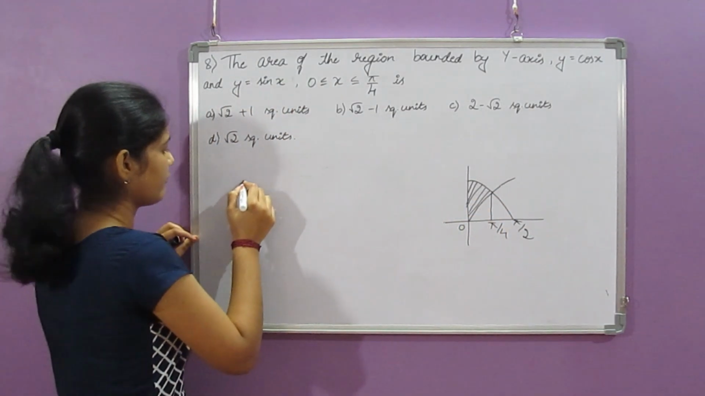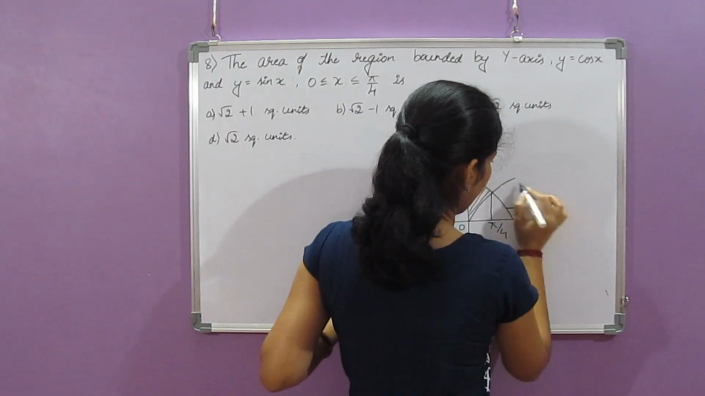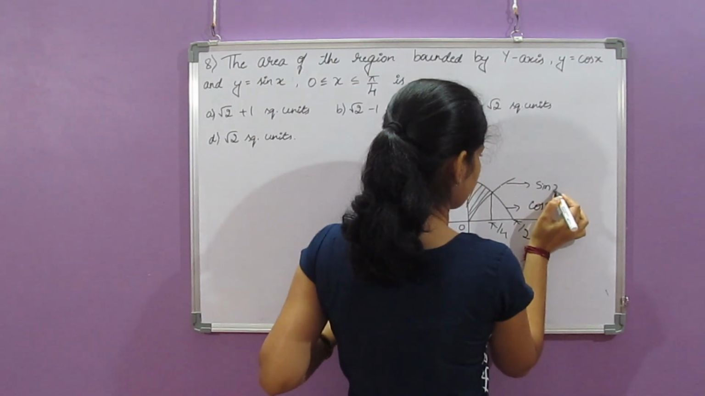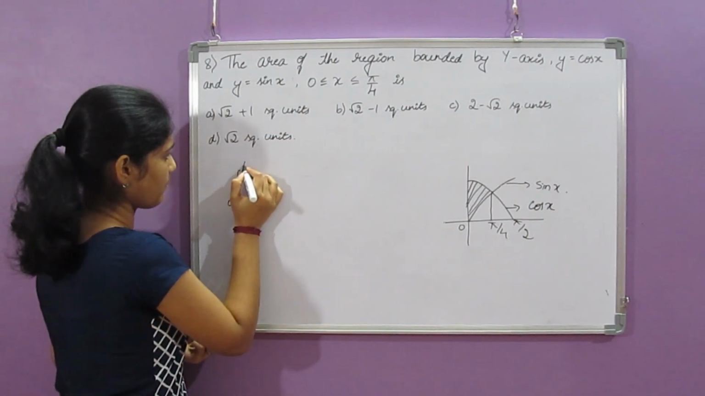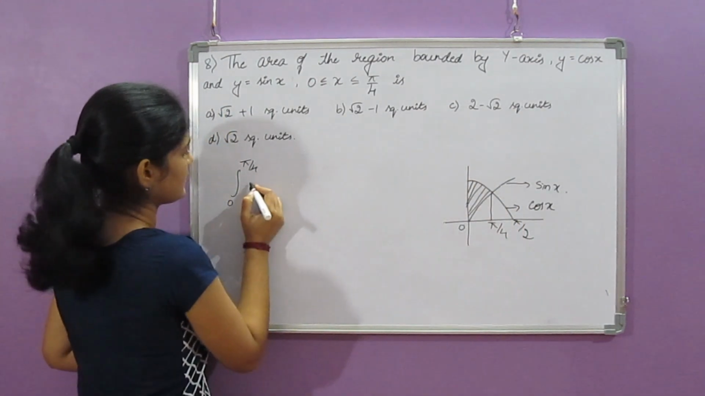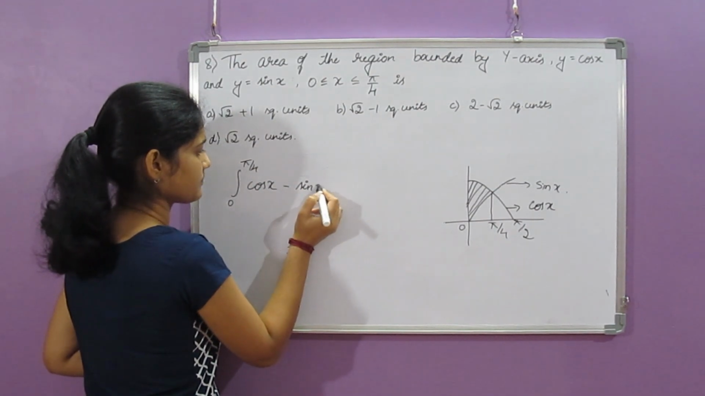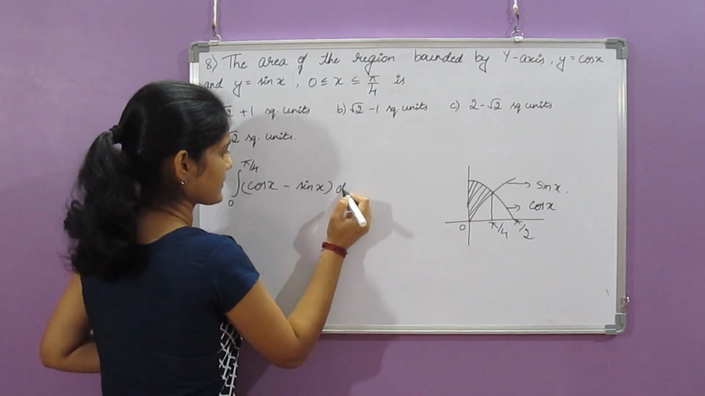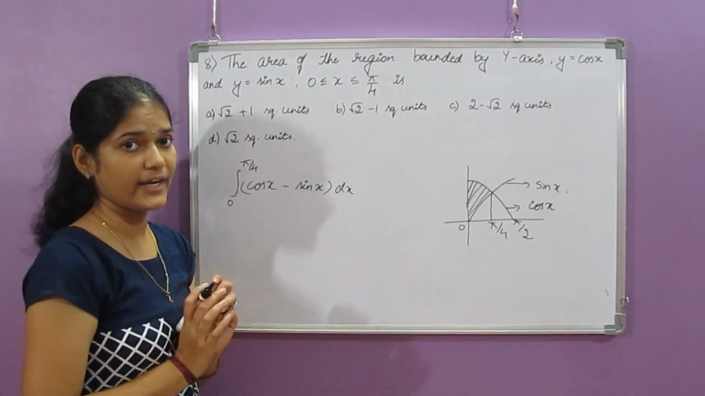This is the curve of cos x, right? And this is of sin x. That means we have to integrate between 0 to pi by 4, cos x minus sin x dx. Right? This is a direct question in the NCERT textbook.